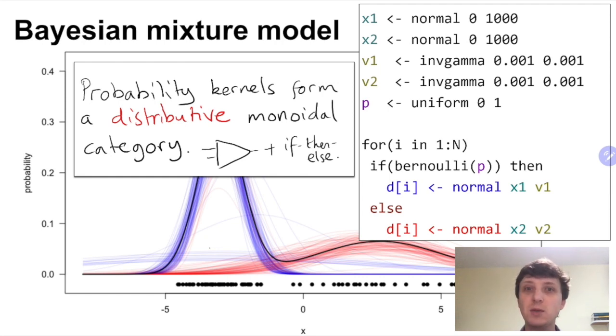So 1 plus 1 is the Boolean type. That's what a Bernoulli draw gives us, and that lets us do an if-then-else because it has the universal property of a coproduct. Okay, so that's the key point here, just to bring it to a conclusion on generative models as categorical morphisms: probability kernels form a distributive monoidal category.